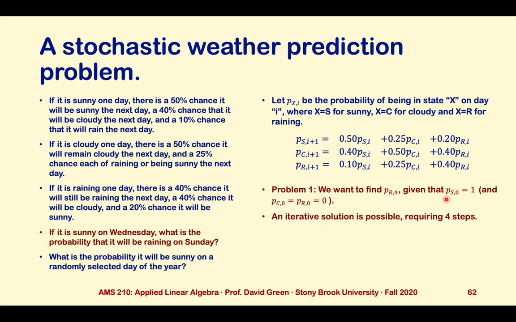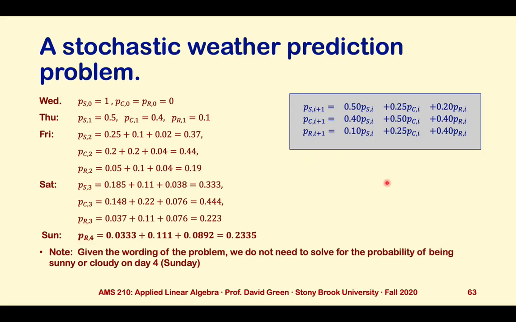How can we find this? Really, the only way to find this is by taking an iterative solution. Our system of equations tells us how to find the next day probabilities given the current day probabilities. So we can start with day 0 and find the probabilities on day 1, then use the probabilities on day 1 to find those on day 2, use those on day 2 to find those on day 3, use the ones on day 3 to find those on day 4, and that will give us our answer. Let's try to do this.